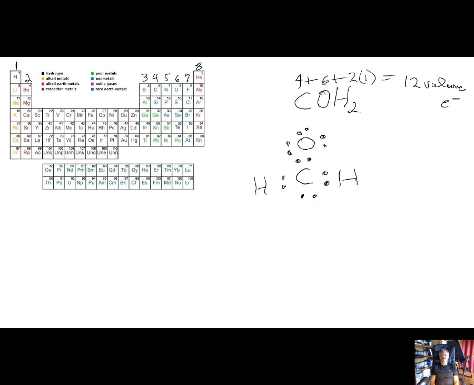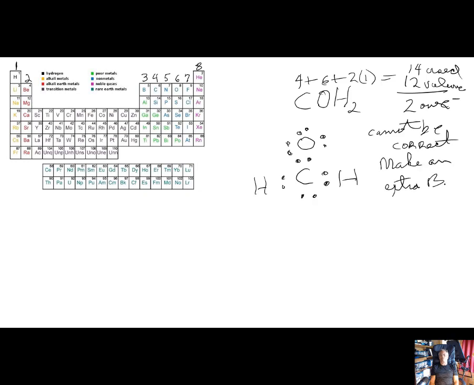Let's count the total number up. 2, 4, 6, 8, 10, 12, 14. Well, I used 14 to draw my structure. I only have 12 in the structure. Nature did not give me 14 electrons to draw this structure, so my structure cannot be correct. So anytime you wind up in this situation, well, not anytime, but most of the time, what you're going to want to do is make an extra bond. And when we make an extra bond, we're going to have to make a double bond in this particular case.